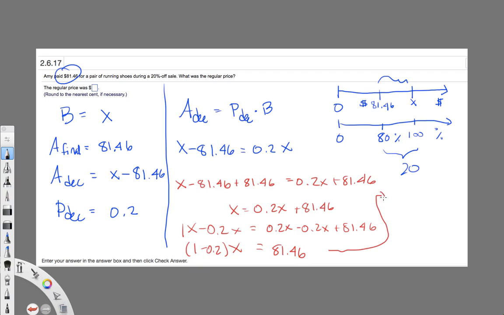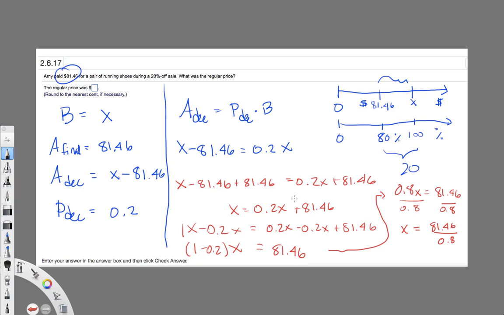So 0.8X equals $81.46. X equals $81.46 divided by 0.8. So make sure that you feel okay about that. Run the video back if you need to.